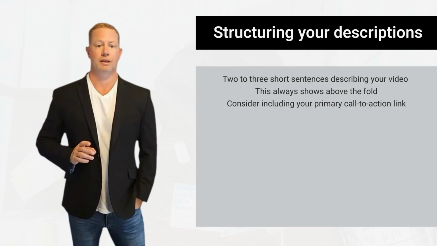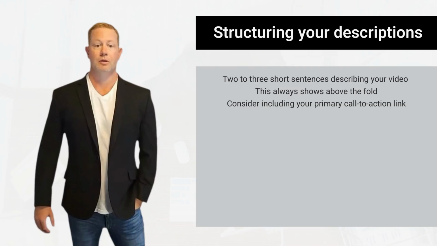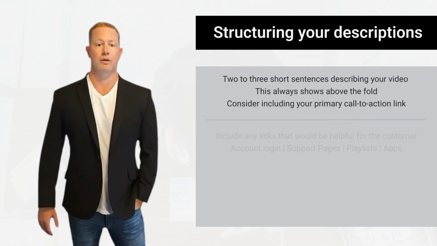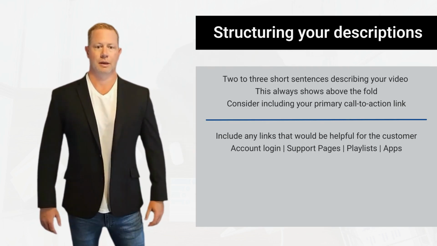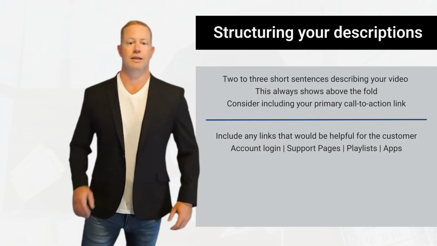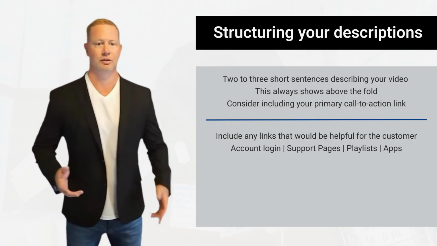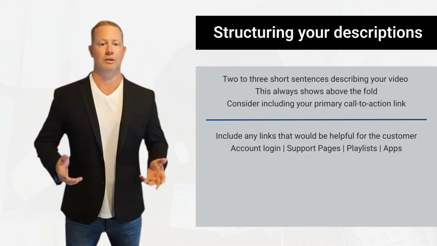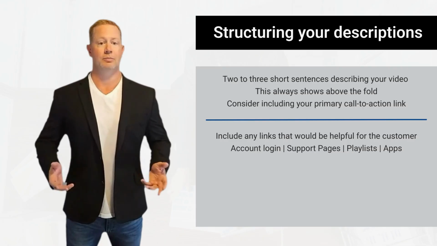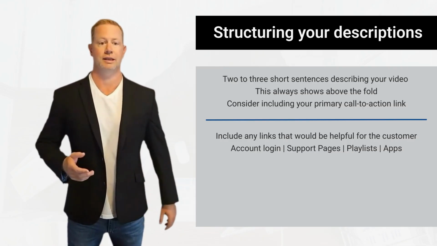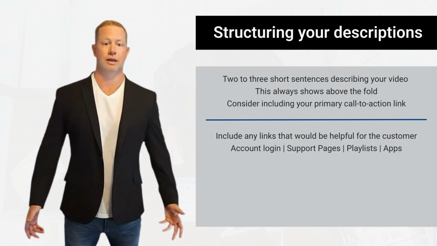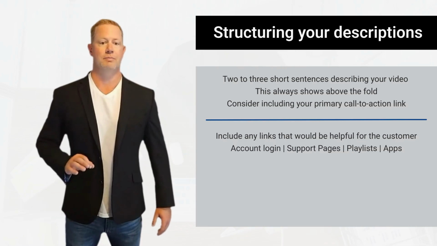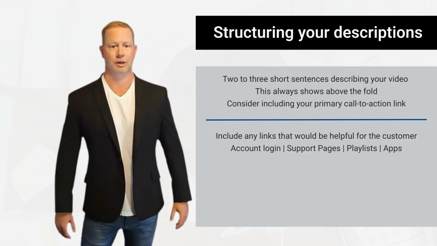After that, we recommend including additional content to help search engines and YouTube understand what your video is about using a structured format. Follow the summary with any relevant links such as account logins, support pages, and playlists. You'll notice I suggest adding links in both of the first two sections of the description. This is because you never want to leave a dead end for your customer. No matter what the video is about, you want to provide an easy way for the customer to continue to use your self-service options. For example, if your video is about how to log in, then provide them the link to your account portal where they log in.